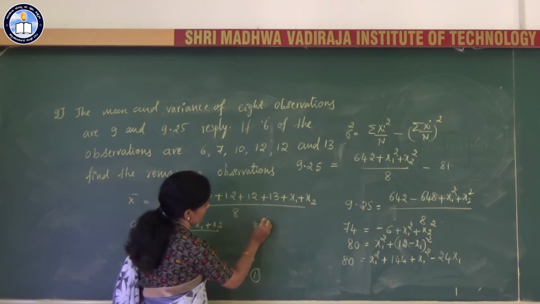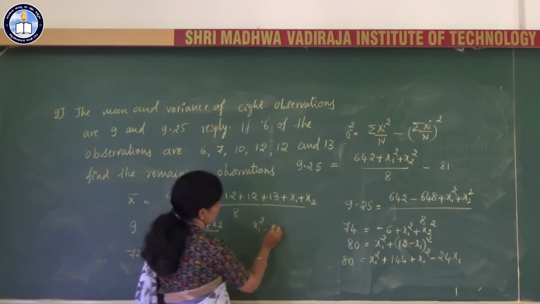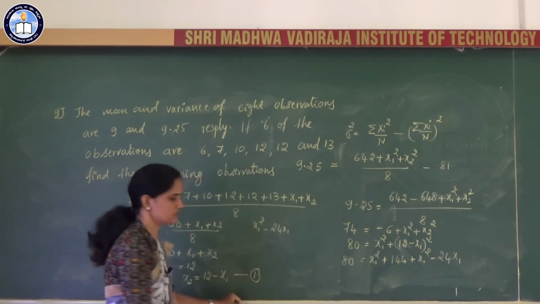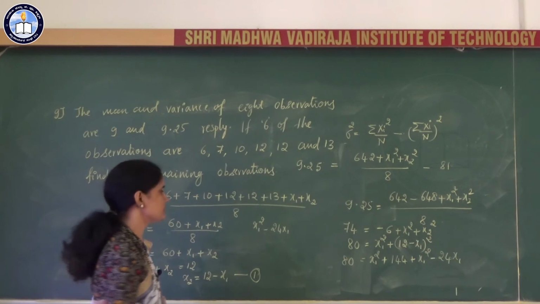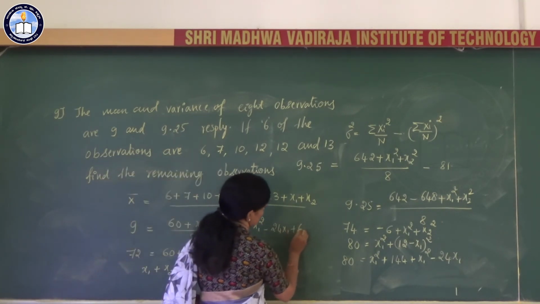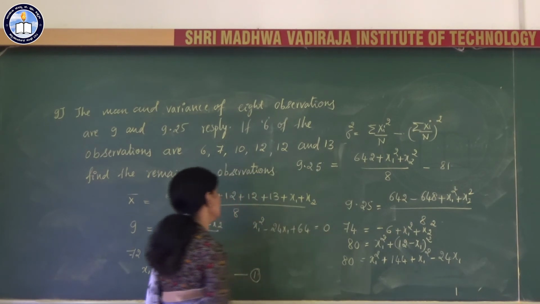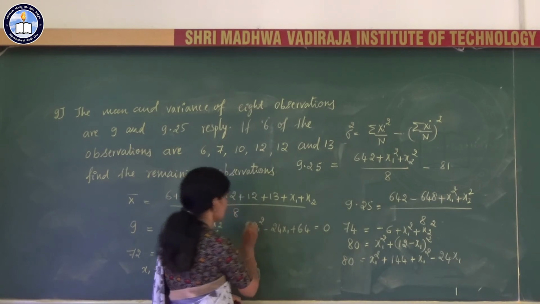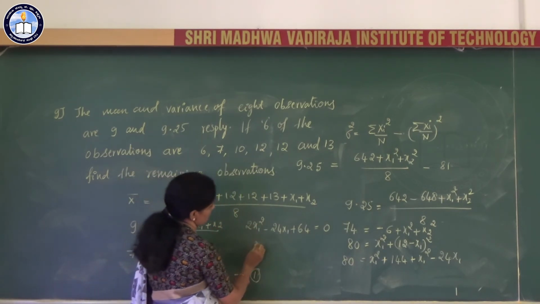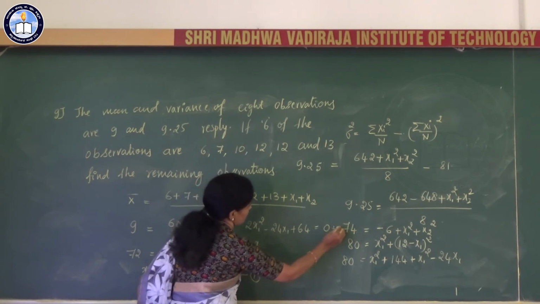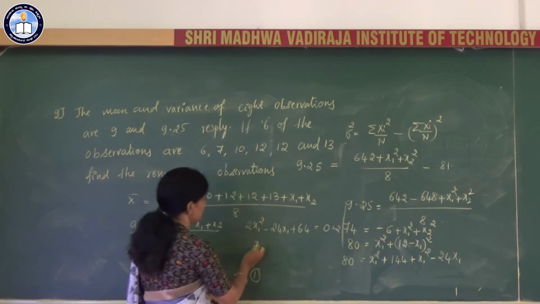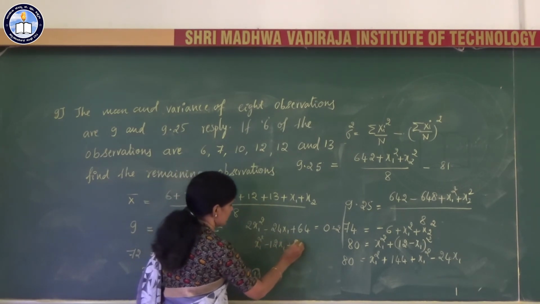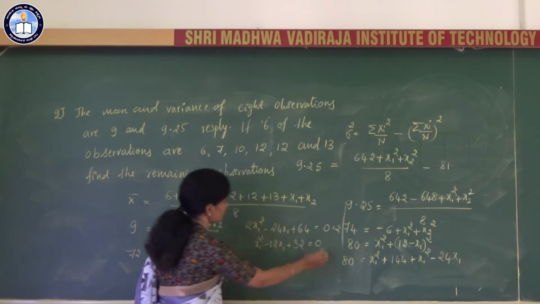So x1 square minus 24 x1. I will carry this 80 to that side. You will get 64 is equal to 0. So x1 square plus x1 square, 2x1 square is there. If you divide the whole equation by 2, what you will get? I will divide it by 2. So I will get here x1 square minus 12x1 plus 32 is equal to 0.